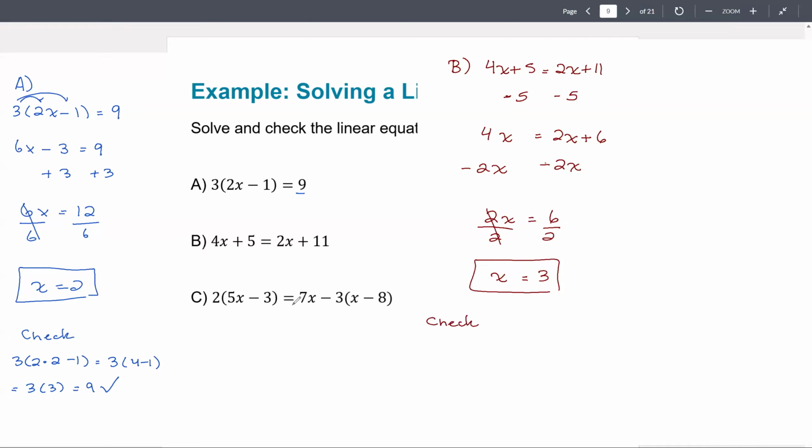So once again, if we go back and check it, I'll put it on both sides. We're going to have 4 times 3 plus 5 is equal to 2 times 3 plus 11. So that is 12 plus 5 is equal to 6 plus 11. So that is going to be 17 is equal to 17. It checks out.